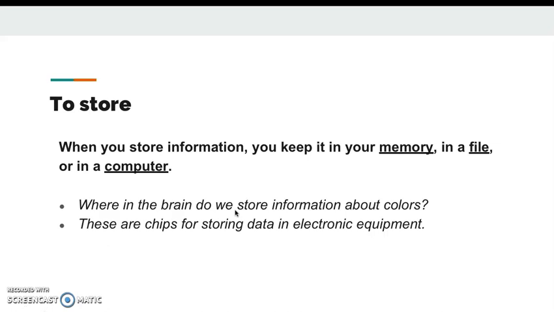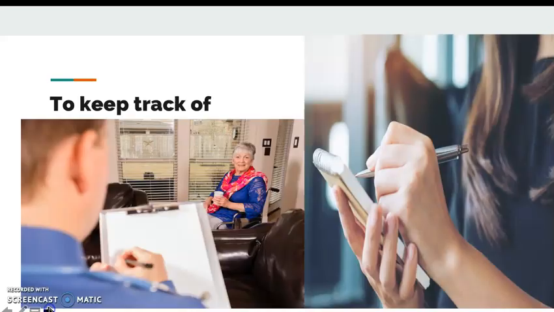For example, where in the brain do we store information about colors? Where do we keep them? These are chips for storing data in electronic equipment. So we store the data here in these chips. We keep them there. Keep track of something is another verb that we will learn.